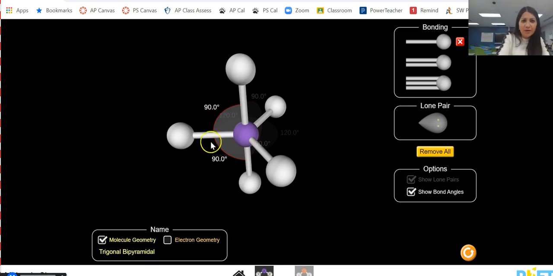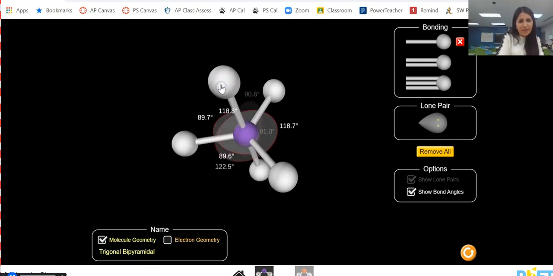Now, there is a 120 degree angle. So some of these are 90s. You can see that some of these are 90s. But in the back here, I don't know if you can see this. Oh, there we go. We've got 120 degrees between some of these here. So there's a bigger bond angle between the 2. So it's like the 3 is going to create the 90s, but between those 2 is actually 120 degrees. So we've got 90 and 120. Again, that's trigonal bipyramidal.